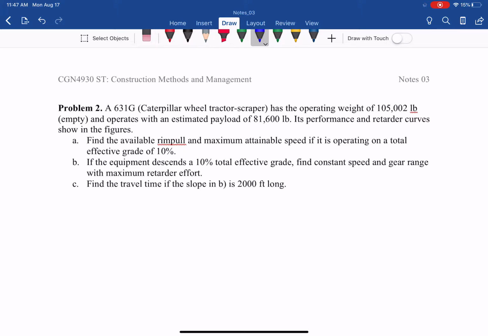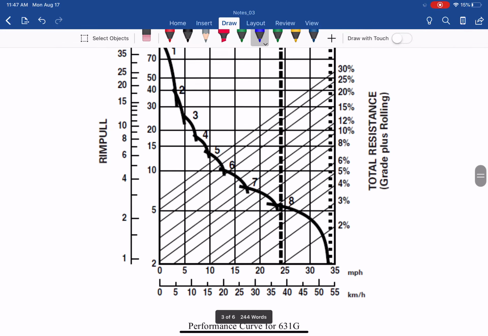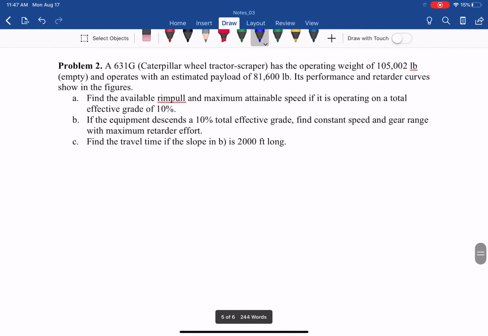So a 631G Caterpillar wheel tractor scraper, with the performance and retarder curve I just showed you, has an operating weight of 105,000 pounds. So it's empty, that is its own weight, and operated with an estimated payload of 81,600 pounds. That is the material loaded on the scraper. And its performance and retarder curve are shown in the figure here. It's also available in the reference in lesson 3.